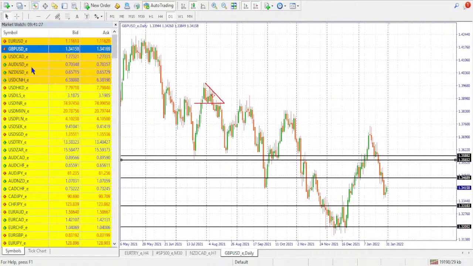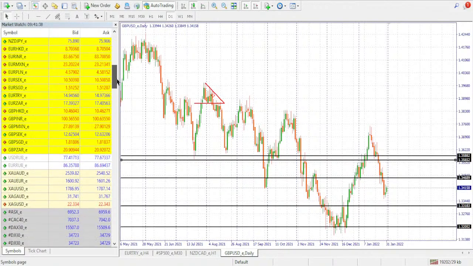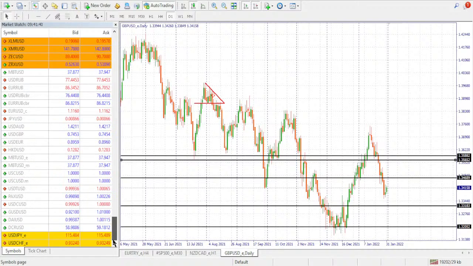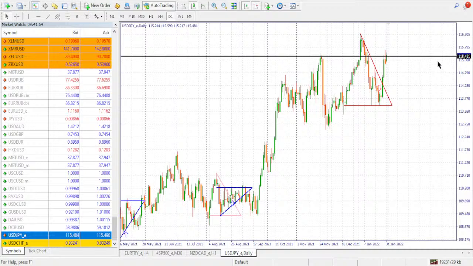The next symbol is the US dollar Japanese yen. Let's see where we can find that. I can't see it on my market watch. This one here. So this chart, if you look at it from the daily time frame, it looks like the price should continue to the upper side, but there is a very good level here. So this is a very good resistance level, 115.411.